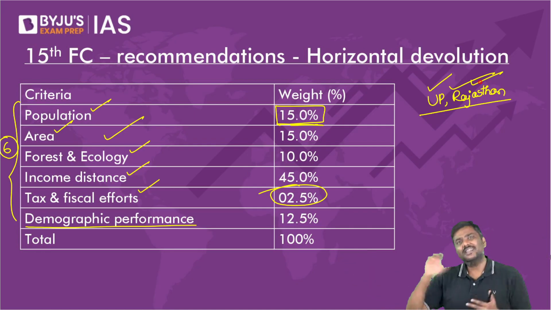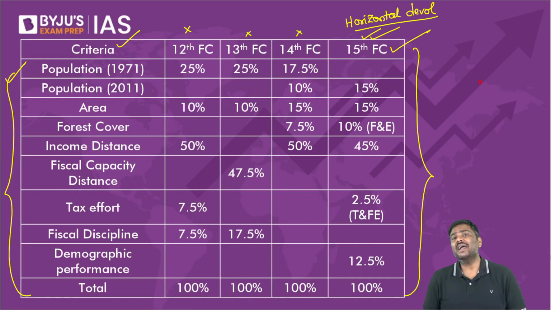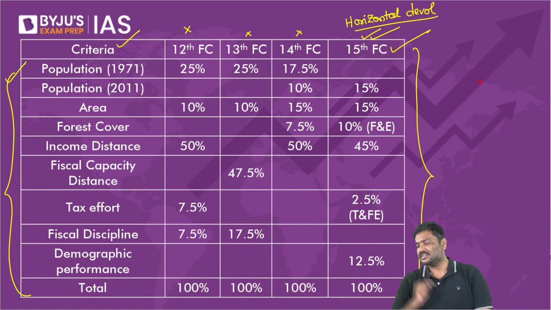Please remember this. Now, please make a comparison. Do not learn this table by heart. Please have a look at the table and answer me. Can I now say the 15th Finance Commission is the first Finance Commission to take only the 2011 population to give devolution to the states? I'll repeat the statement. The 15th Finance Commission is the first Finance Commission to consider only the 2011 population to provide devolution to the states. The key term is only.